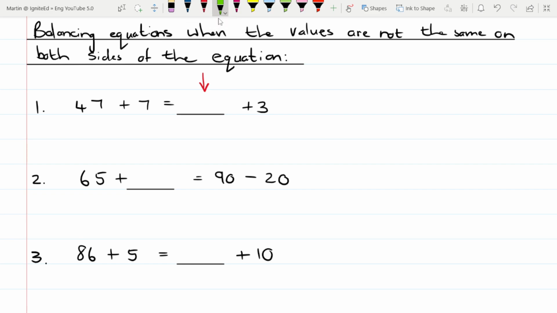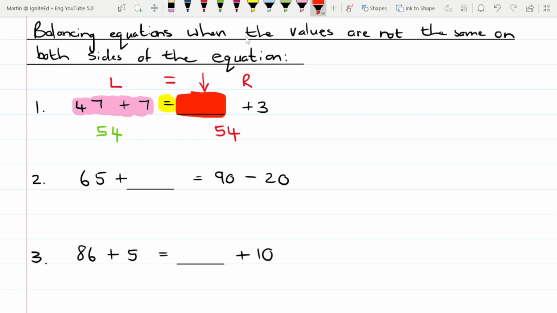So the best way to do this is to first always work with that which you know. So we know that on the left hand side we've got everything we need to find the total value. 47 plus 7 gives us a total of 54, right? And because we've got an equal sign in the middle, it means that the left hand side must be equal to the right hand side. So if we've got 54 here, we also need 54 on this side. And that is how we determine what the outstanding value here is.